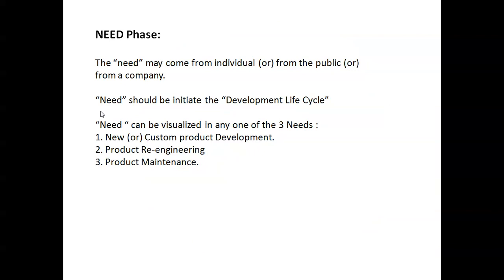So number one, need phase. The need phase comes from an individual, from the public, or from a company. And the need should initiate a development life cycle, and the need should be visualized in three ways. The one is custom product development, and product re-engineering. Number three, product maintenance. So these are the three visualized things needed in the need phase.